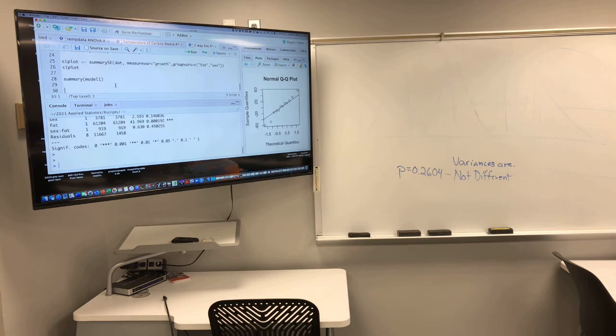Yeah, so in this case, the Tukey is going to tell us the same thing. And one of the nice things about the Tukey is it will generally tell you the direction of the difference. So let's go ahead and do that.